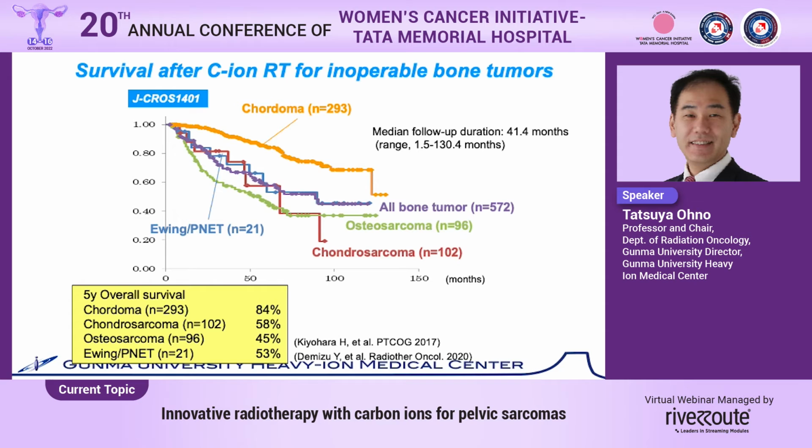This figure shows overall survival after carbon ion radiotherapy for inoperable bone tumors, which was analyzed from a nationwide retrospective research. The 5-year overall survival was 84% for chordoma, 58% for chondrosarcoma, 45% for osteosarcoma, and 53% for Ewing sarcoma.